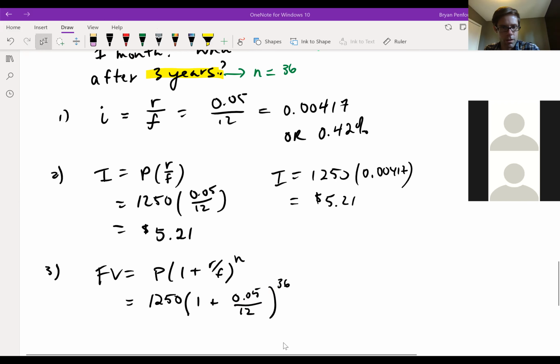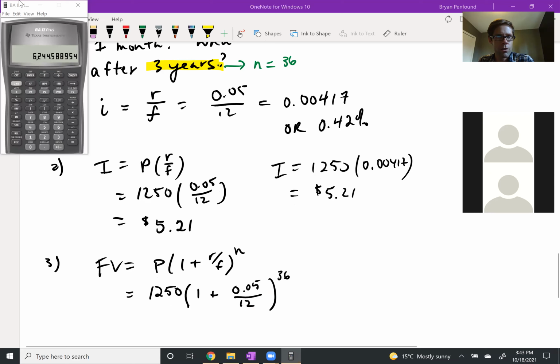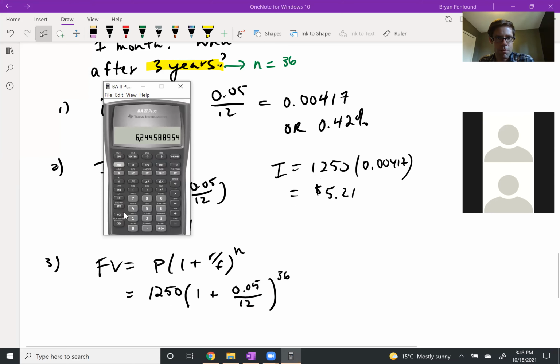And let's see, I am just going to share my screen so that you can see the calculator at the same time. If you're curious about how to get this into the calculator, you're going to start with your 1250. You do have to hit the multiplication button here. So hit the multiplication button and then open bracket. And then you're going to put your 1 plus a bunch of stuff in. Okay, your 5% over 12.